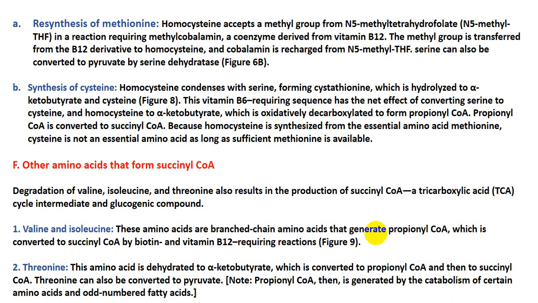Propionyl coenzyme A can then be converted to succinyl coenzyme A, as well as from threonine. Threonine is dehydrated to give alpha-ketobutyrate and then decarboxylated to give propionyl coenzyme A and then succinyl coenzyme A. Or threonine can be converted to pyruvate. Threonine is a glucogenic and essential amino acid.